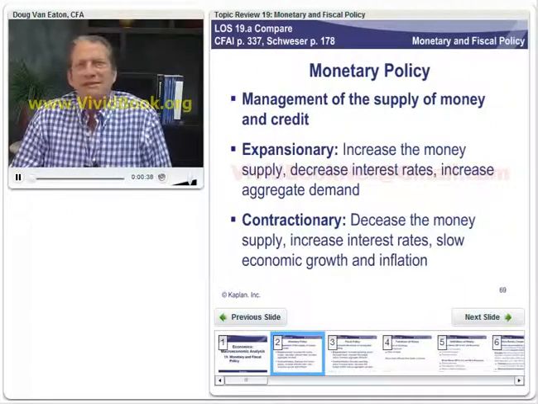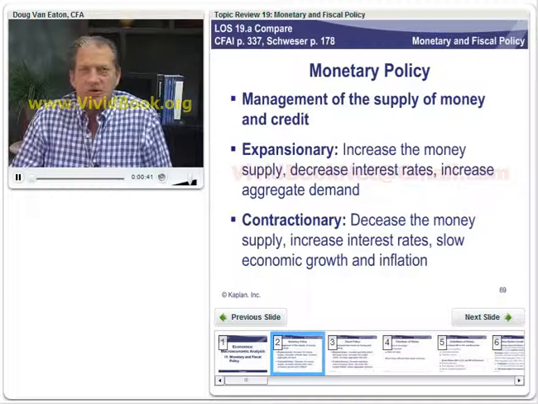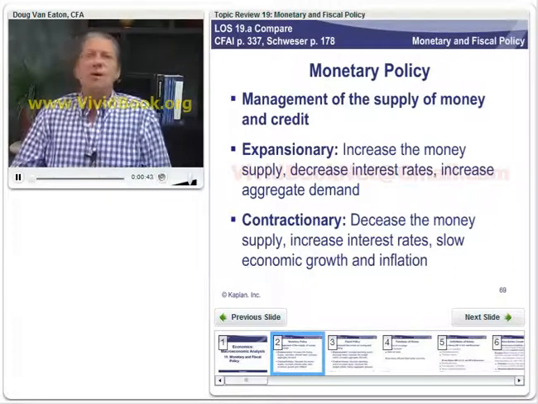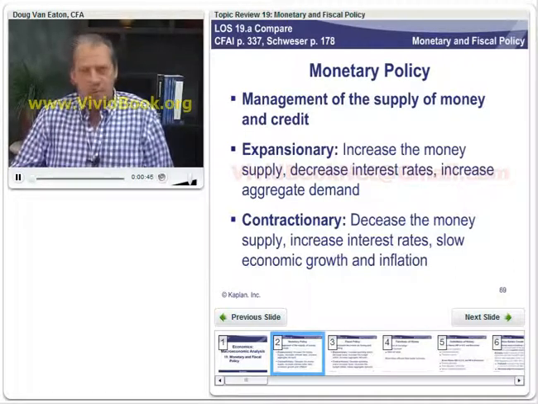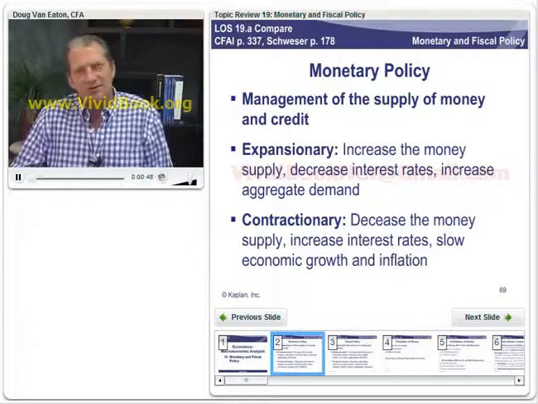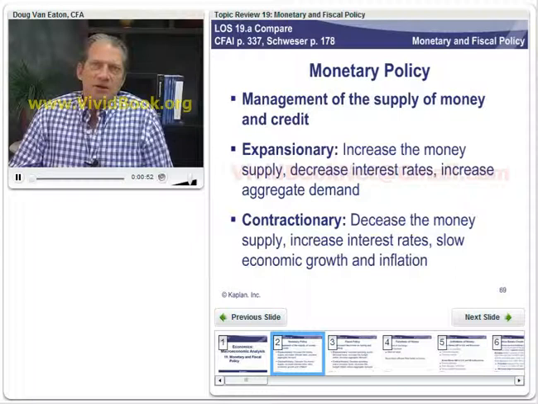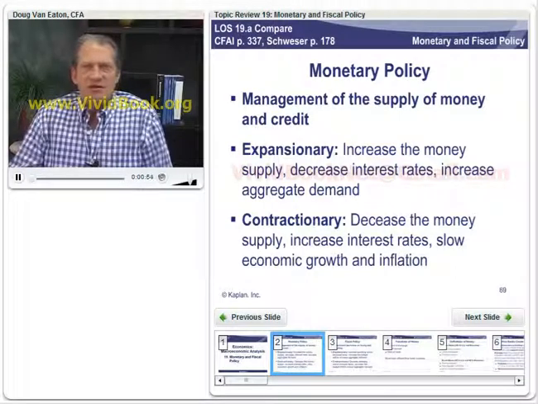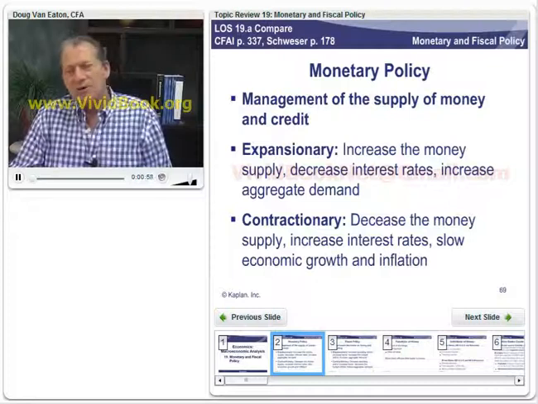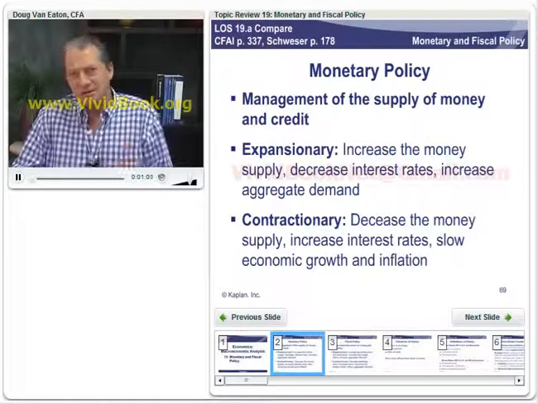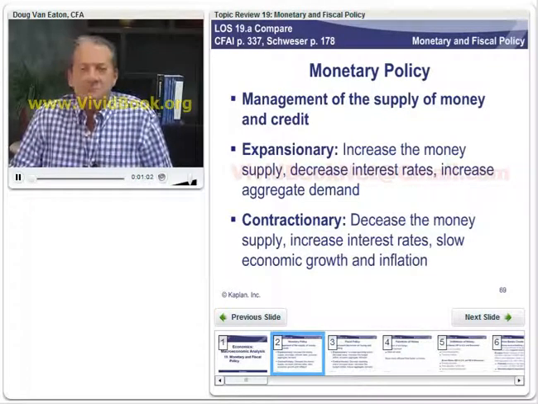When we talk about an expansionary monetary policy, we mean the money supply is getting bigger, or sometimes we mean the growth rate of the money supply is increased. So you may see it either way. So if we increase the money supply, that tends to decrease interest rates, which tends to increase aggregate demand. Remember, C and I in C plus I plus G plus net exports both increase.